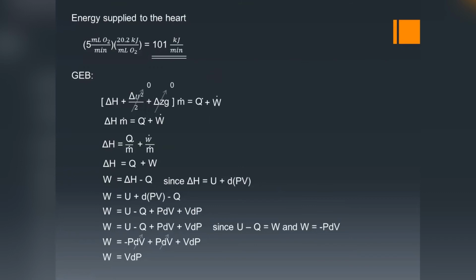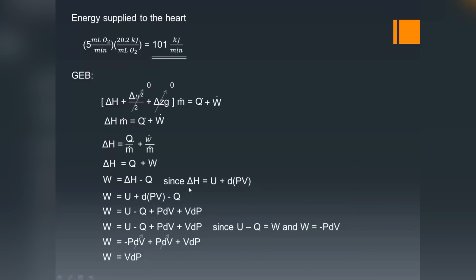Set up your general energy balance equation. We use the energy balance for steady state flow since the heart pumping blood is a steady state flow. We assume that height and velocity differences are negligible, so now we can cancel out the kinetic energy and potential energy terms. Divide both sides by the mass flow rate, giving us this equation. Transpose W to the other side, since our goal is to calculate the work requirement for heart to pump blood.